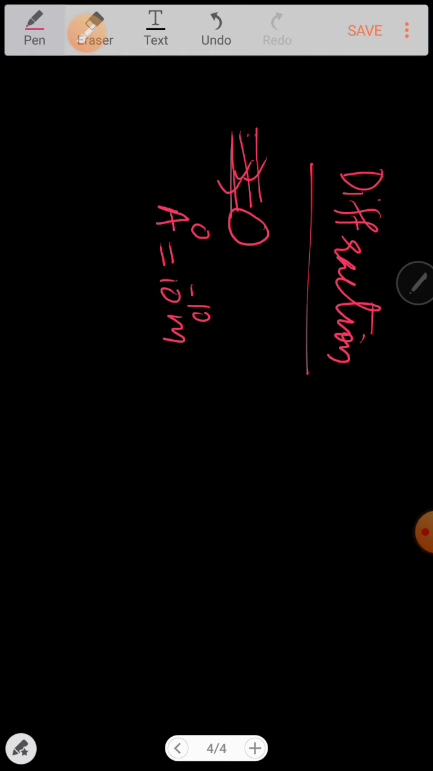And when light meets such very small objects, it will bend around corners, and that's why shadows have fuzzy ends. Fuzzy end means light falls on these areas also, and that is due to the bending of light, and that phenomenon is known as diffraction.